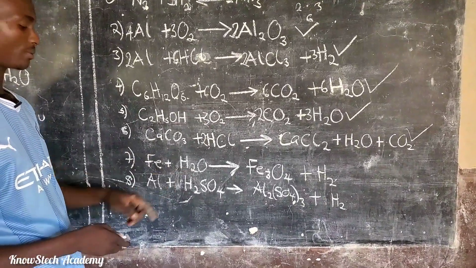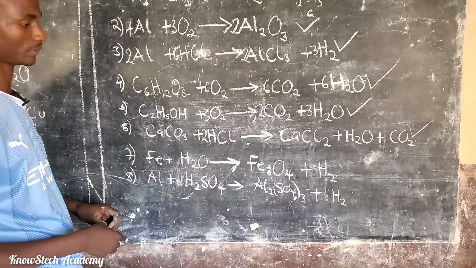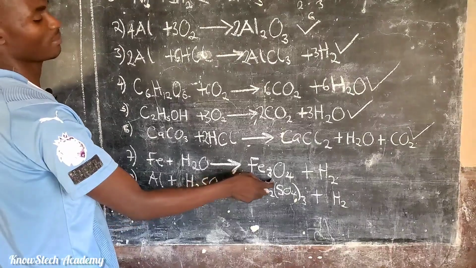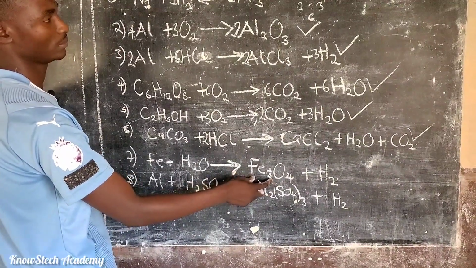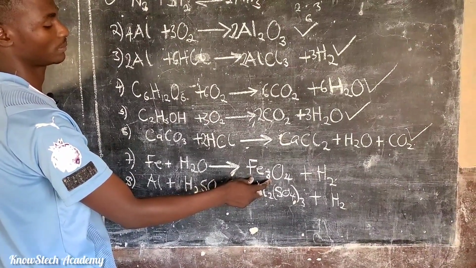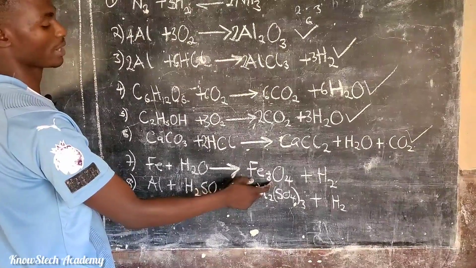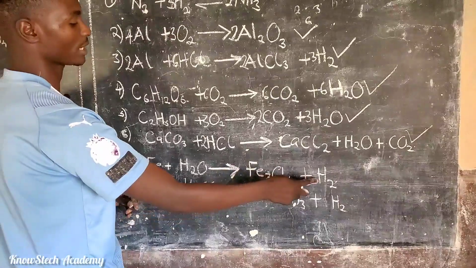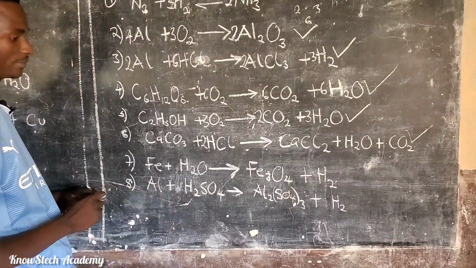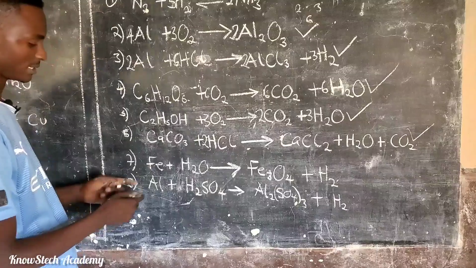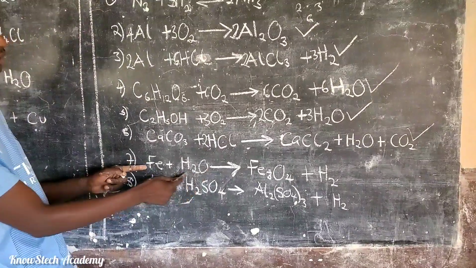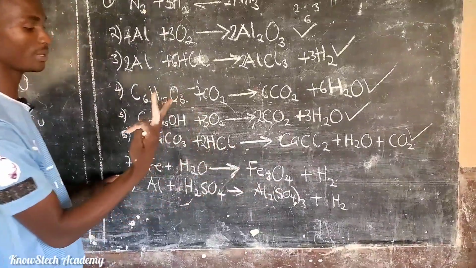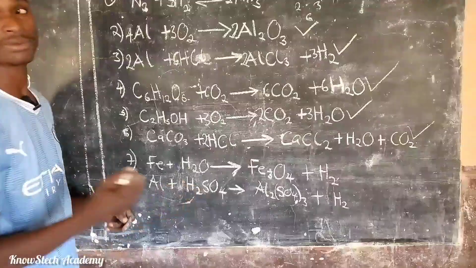Okay, number 7, iron reacting with water to form, what is the name of this compound? Triiron tetraoxide, and then hydrogen gas there. So never mind, let's balance it. You have 1 atom of iron on the reactant side. Then on the product side, you have how many? 3 atoms.